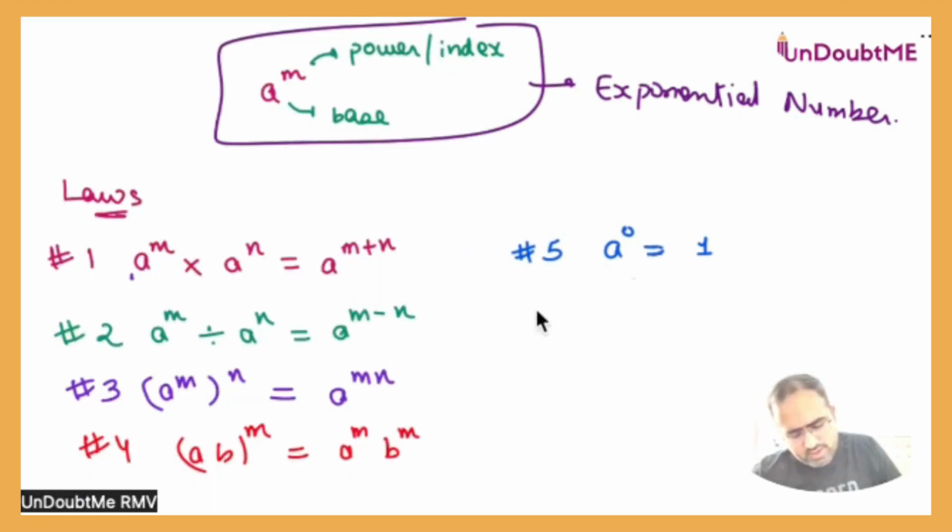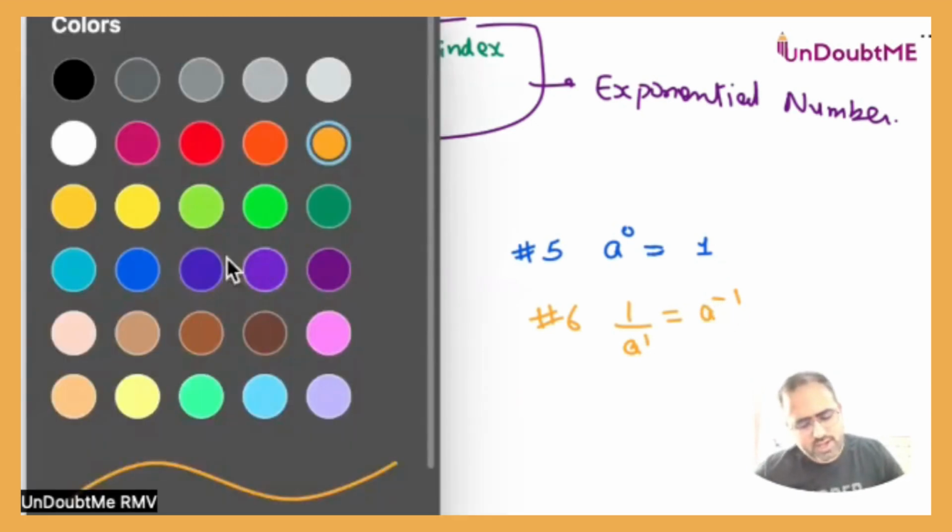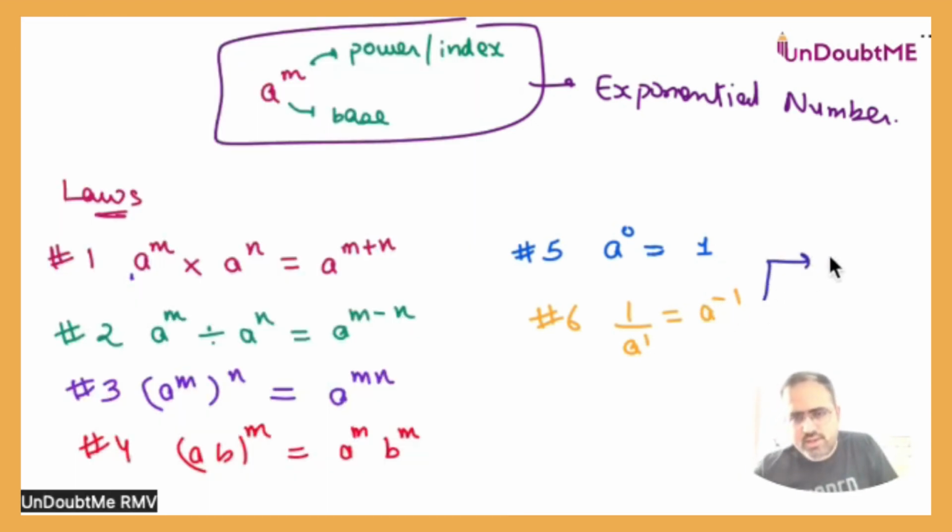The next one is if I have 1 over a, then it can be written as a to the power minus 1. This is very important. If there is any number in the denominator with 1 power, when a is there, a can be written as a to the power 1. So when it comes up, the power will become negative. I'll give one more example for this. If I have 1 over a square, then it can be written as a to the power minus 2.